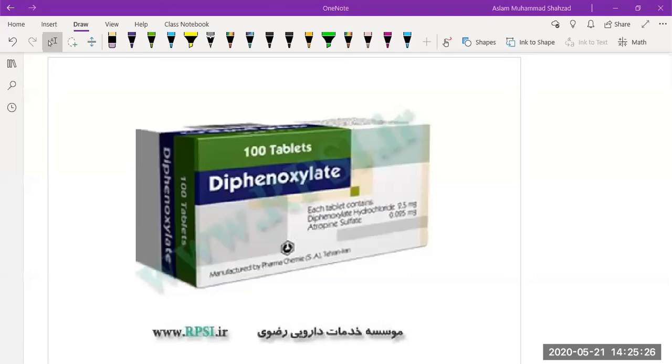Then we have diphenoxylate, which is also used for acute and chronic diarrhea. The dose for acute diarrhea is 10 milligrams as an initial dose, followed by 5 milligrams every 6 hours for adults. For chronic diarrhea the dose is the same, with an initial dose of 10 milligrams followed by 5 milligrams after every 6 hours.